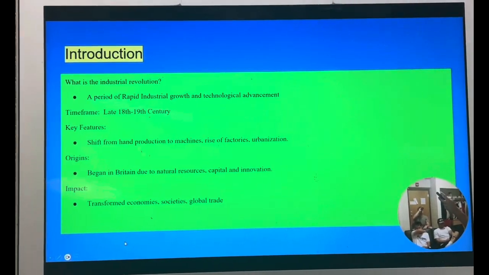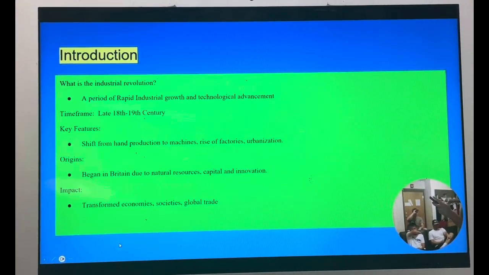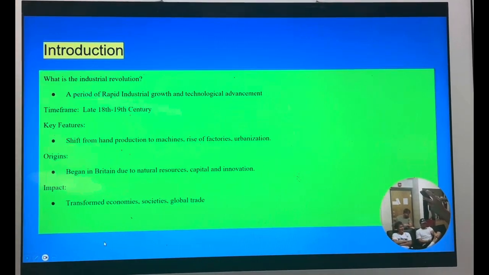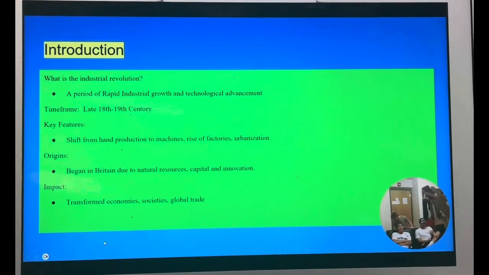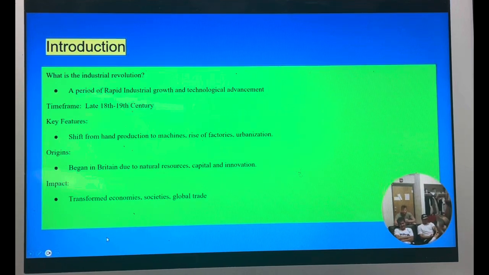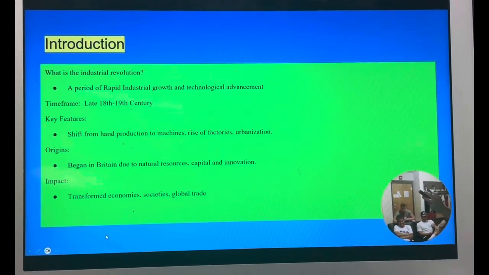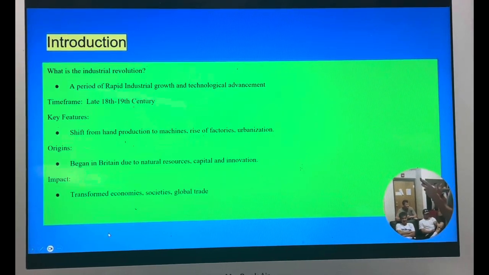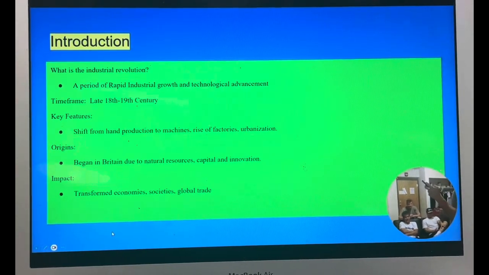And what is the Industrial Revolution? It's a period of rapid industrial growth, and the time frame was late 18th to 19th century. Some key features were the shift from hand production to machines and the rise of factories and urbanization. The origins began in Britain due to natural resources, capital, and innovation, and the impact was it transformed economies, societies, and global trade. Some people think it began in America, but it began in Britain.